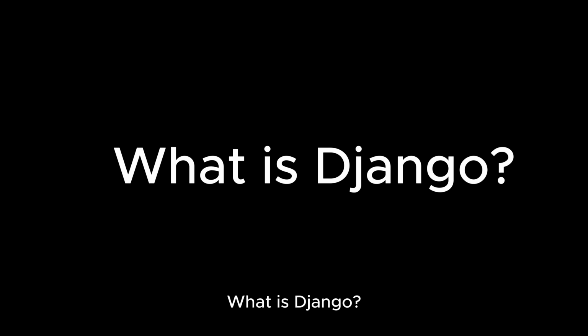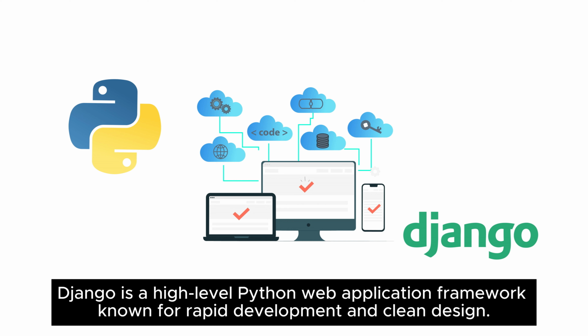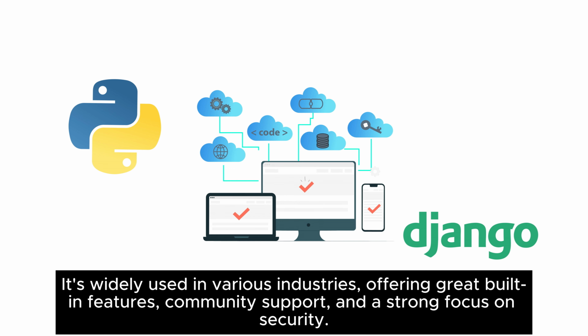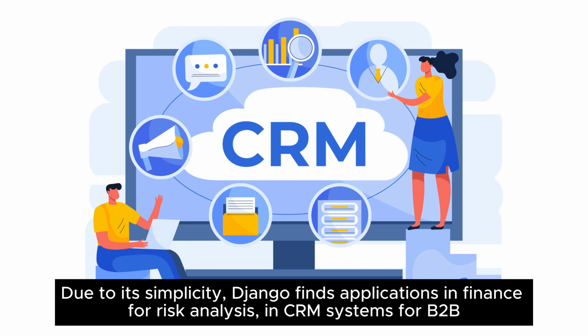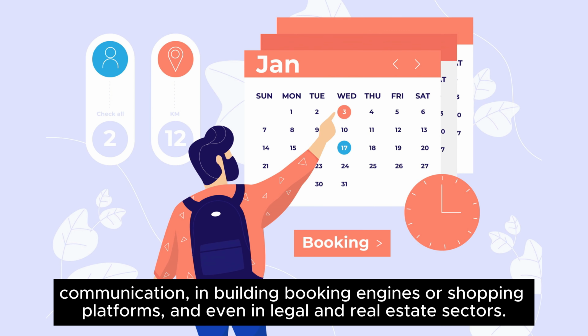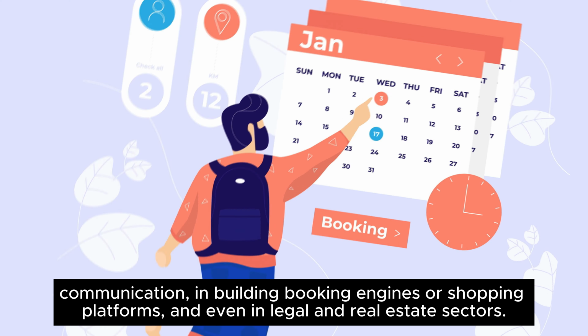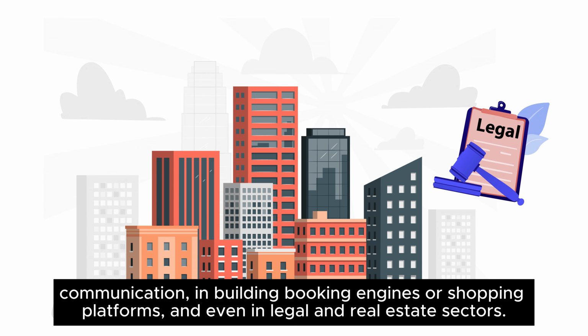What is Django? Django is a high-level Python web application framework, known for rapid development and clean design. It's widely used in various industries, offering great built-in features, community support, and a strong focus on security. What can you do with Django? Due to its simplicity, Django finds applications in finance for risk analysis, in CRM systems for B2B communication, in building booking engines or shopping platforms, and even in legal and real estate sectors.